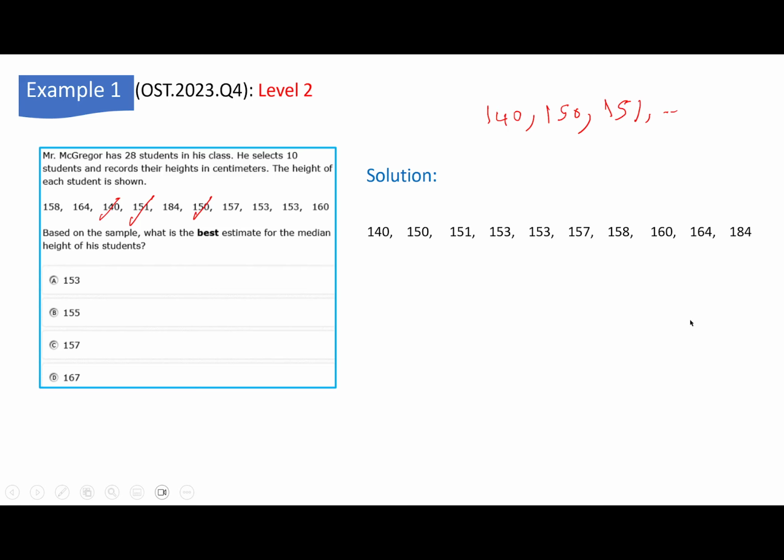Now what you do is you start crossing them this way. When you get to the end, either you have one number, and that would be the median, or if you have two numbers like that, then you average these numbers. Add them, divide by 2, you get 155, which is B in this case. So again, you have to order these numbers first.